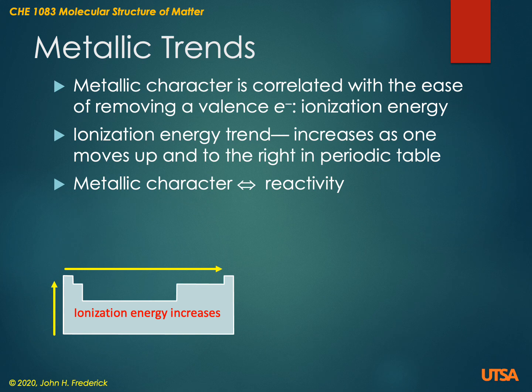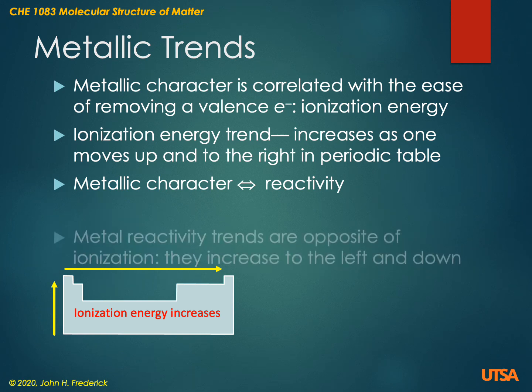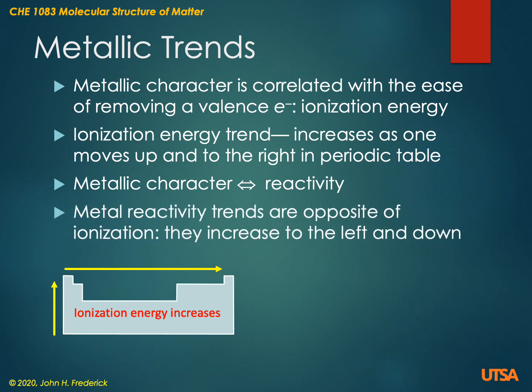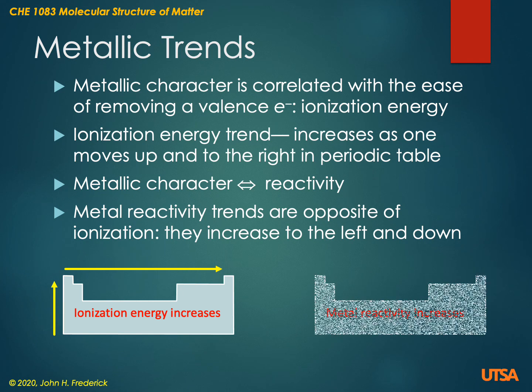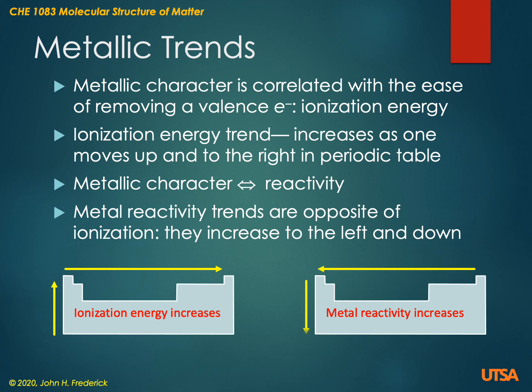Should note that metallic character is really a measure of its reactivity. So the stronger the metallic character, the more reactive the metal is. And that reactivity goes in the opposite direction of the ionization energy. In other words, the less the ionization energy is, the more reactive the metal will be. So we see this trend of going to the left and down increases the reactivity of metals.